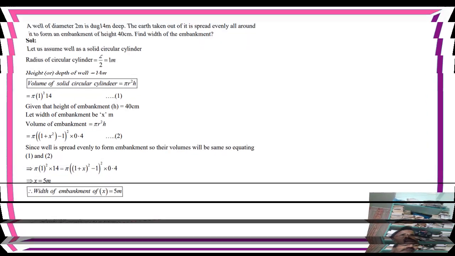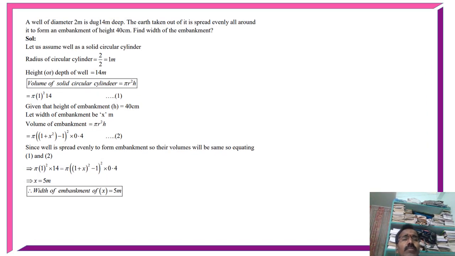And again, a well of diameter 2 meters is dug out to a depth of 14 meters. The earth is taken and spread evenly around it in the form of an embankment. Embankment means the path to walk. Height is 40 centimeters. Find the width of the embankment. Same process we do, and let the width of the embankment be x. Equate both the volumes and substitute. We get the width of the embankment as 5 meters. After simplification, pi gets cancelled and we get the answer.